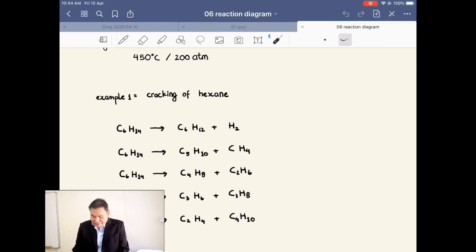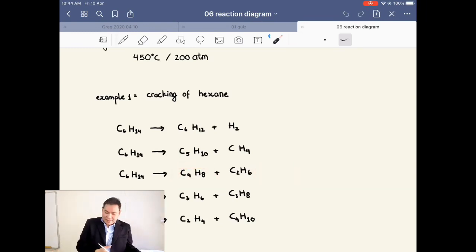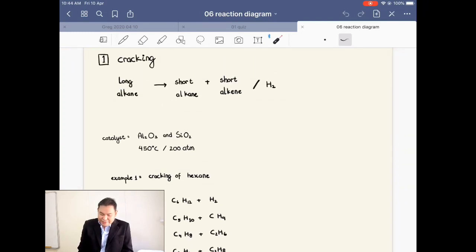Or you can produce C2H6, which is ethane, and the other chain will be butene. Or produce propane, and the alkene you produce is propene. Or you can produce butane, then the alkene that you produce is ethene. So this is a random process, unless the question mentions that you produce some product, you're free to break the 6 carbons in any way you like. So that's reaction number 1.